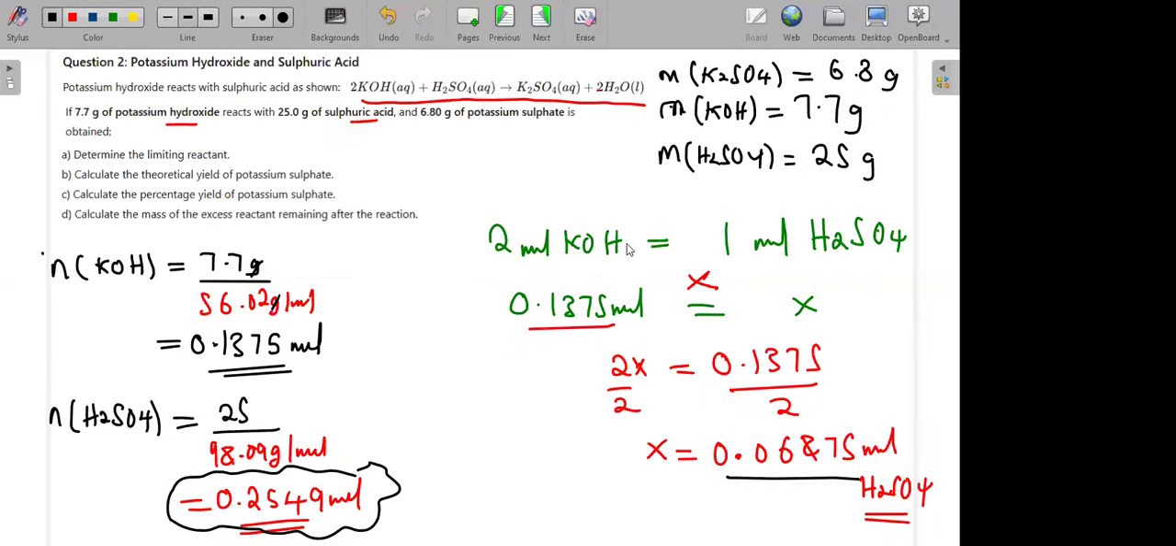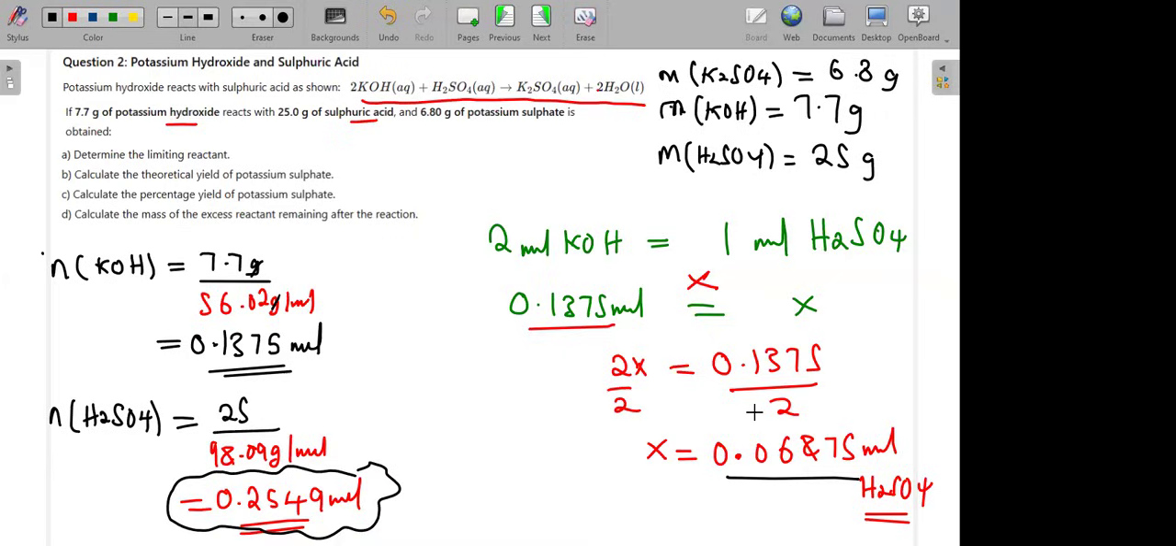I think it's sulfuric acid because it has smaller numbers. And sulfuric acid is what? Is it the limiting or the one in excess? Sir. Yeah. It's in excess. It's in excess, right? Yes. Yes, okay.